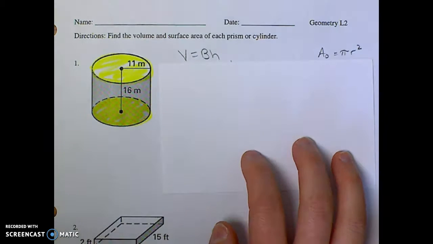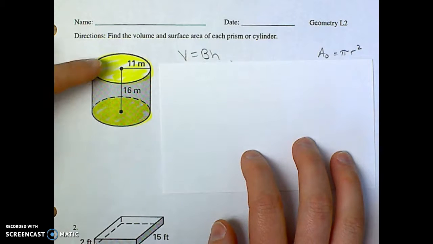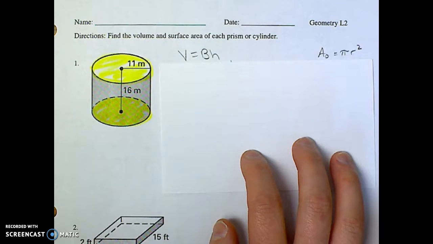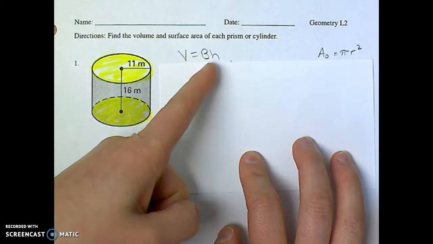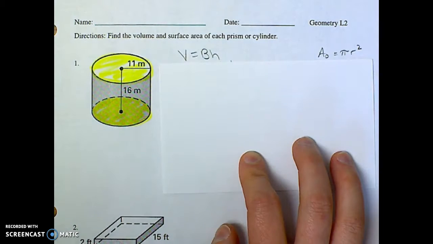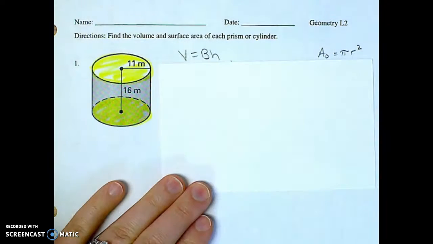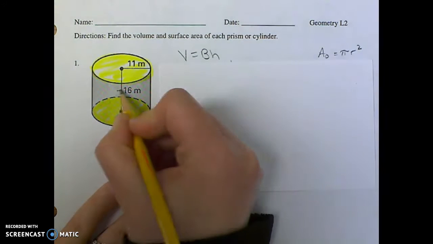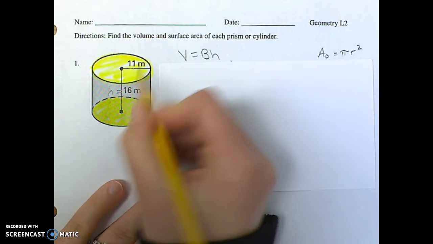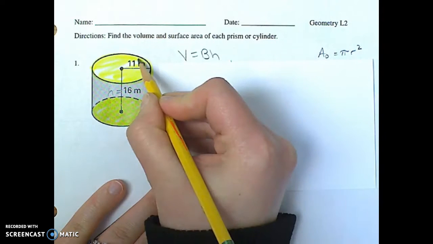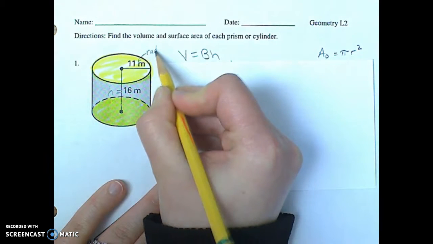Okay, so we are going to go ahead and complete example number 1, which is a cylinder. You can see that I've shaded in or highlighted my bases, which are circles. To find the volume of a cylinder, I'm going to be using this formula, capital B, which means area of the base, and H, which means height of the cylinder. That is given to me right here. Height of the cylinder is 16. 11 is the radius of my circle.